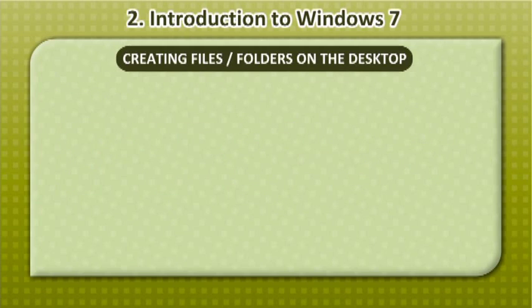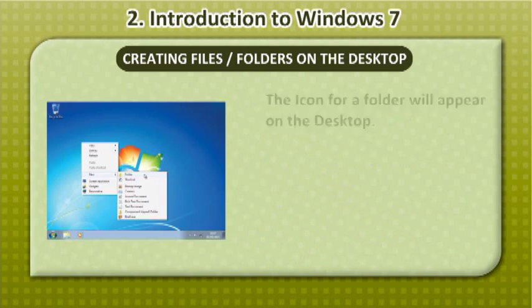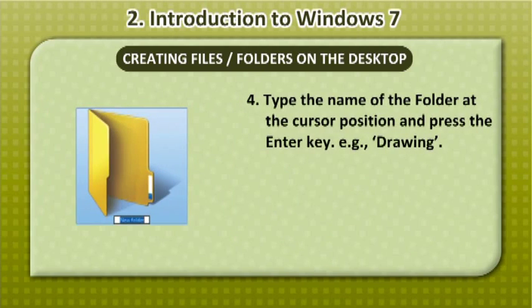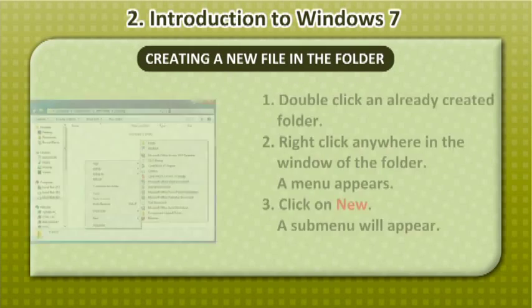Creating files or folders on the desktop. A file or a folder can easily be created on the desktop. The steps are: 1. Right-click the mouse button on the desktop. A shortcut menu will appear. 2. Select the new option. 3. Click on Folder to create a new folder. The icon for a folder will appear on the desktop. 4. Type the name of the folder at the cursor position and press the Enter key. Example, Drawing.